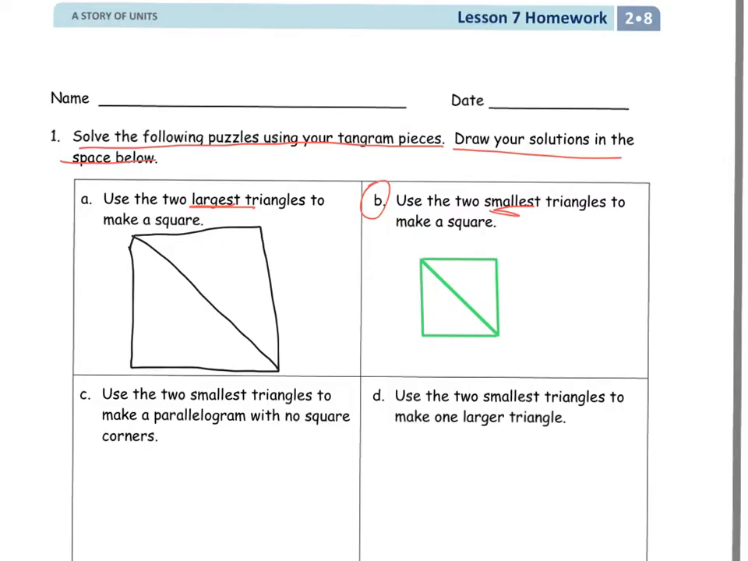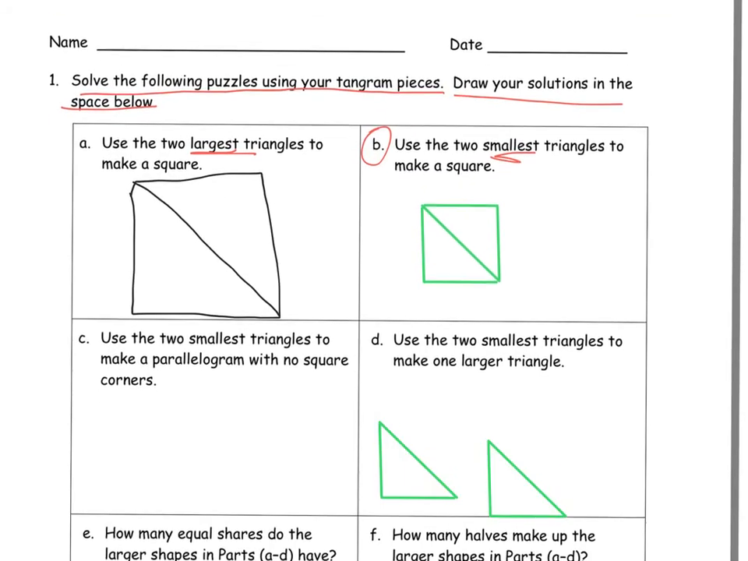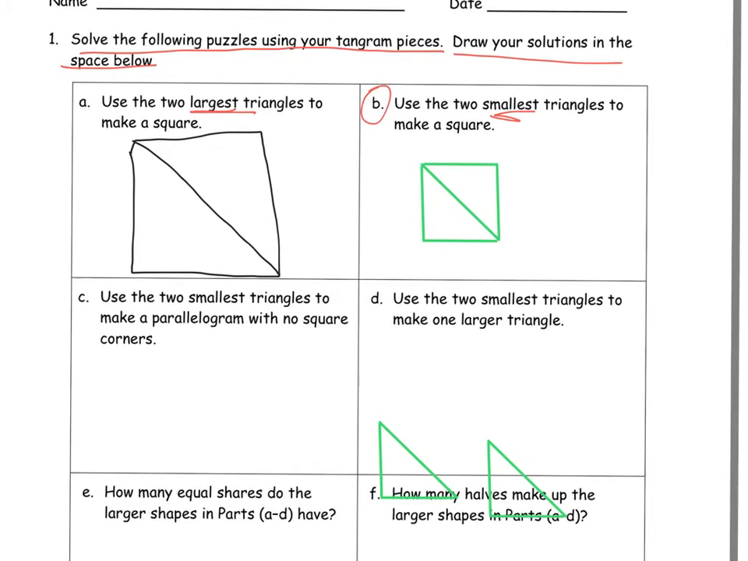So now we're going to take a look at a couple of different problems. So let's look at D first, and I'll slide down. And I need to grab my triangles. And D says, use the two smallest triangles to make one larger triangle. So I gotta find a way to do this. I'm gonna flip these and then slide them together. And they don't match up perfectly, but that looks pretty good. And it looks like I do have a triangle set there.